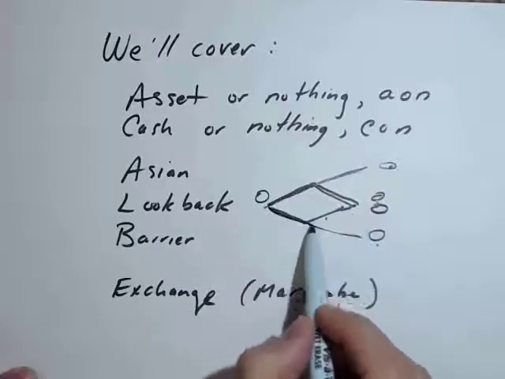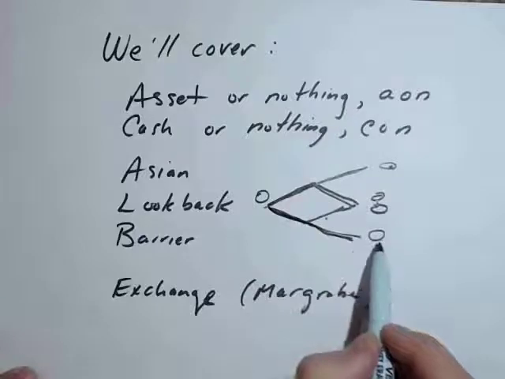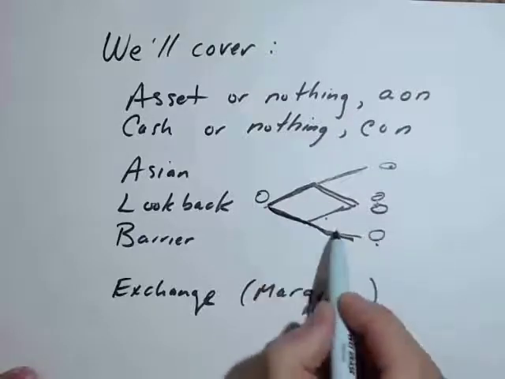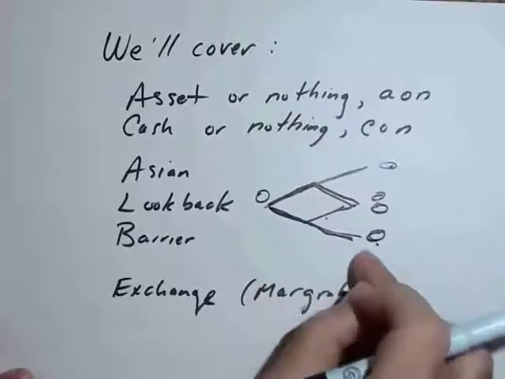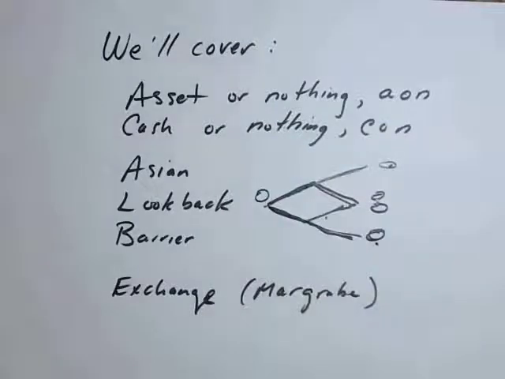And then here, there's only one way to get down. There's only one path to get down to this one, so there's only one particular payoff. That's just a brief introduction to what path-dependent options can do. We'll go into deeper insight in a few minutes.